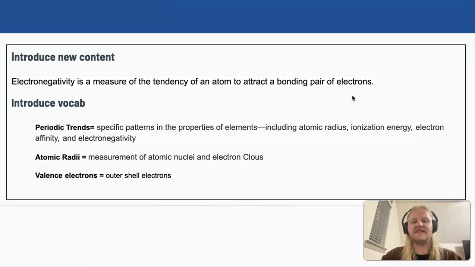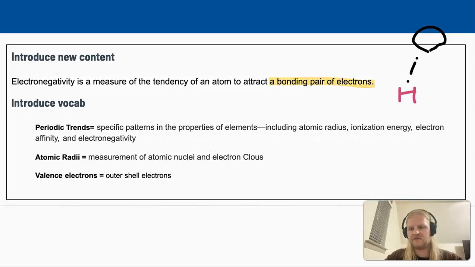Electronegativity is the measurement of the tendency of an atom to attract a bonding pair. So be very particular about this bonding pair. Be very, very careful because these things can get mixed up sometimes. So I'm just going to draw you out an example of a bonding pair. A bonding pair is a pair of electrons that are bonded between an atom and another atom, okay?